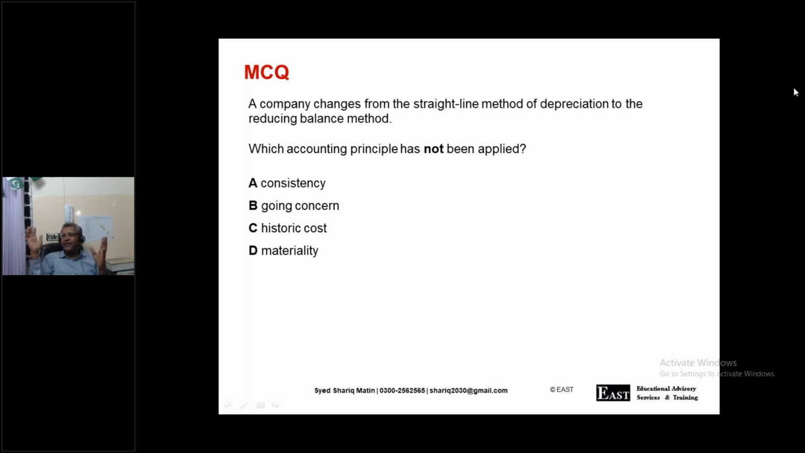Materiality says amount significant है, insignificant है, right? So over here our answer is consistency because the depreciation policy has been changed, right? Okay, let's move on to the next one.